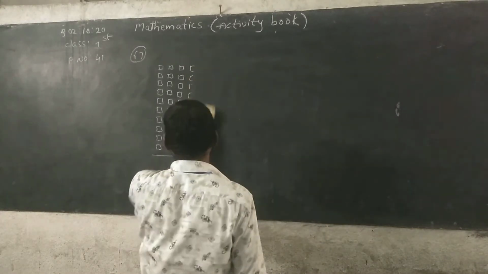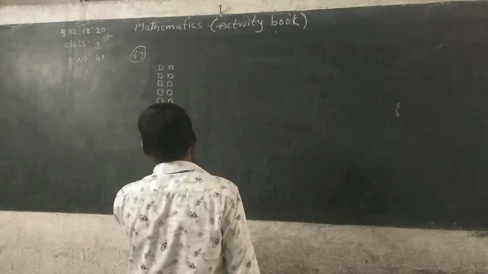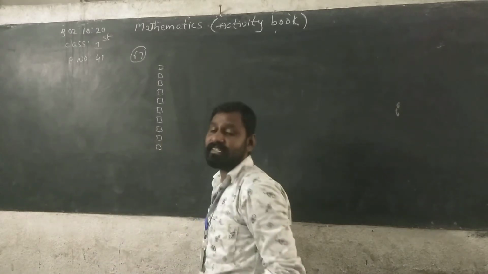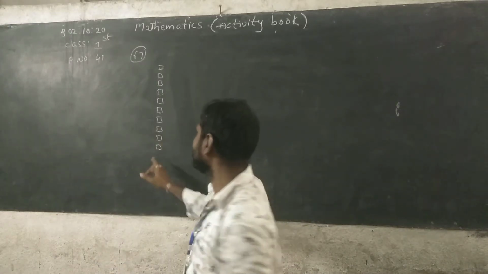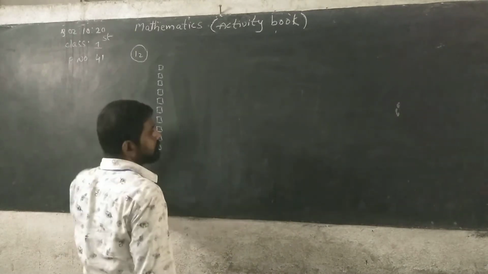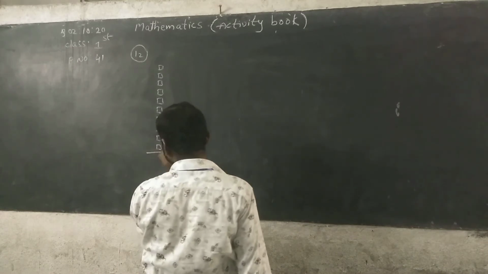12 means 1 is in the tens place. Means you can make one file. One file means 10 boxes in one file. So this is the tens place. So now you can write 2 single boxes, means 1, 2. This is the tens place. This is the ones place.